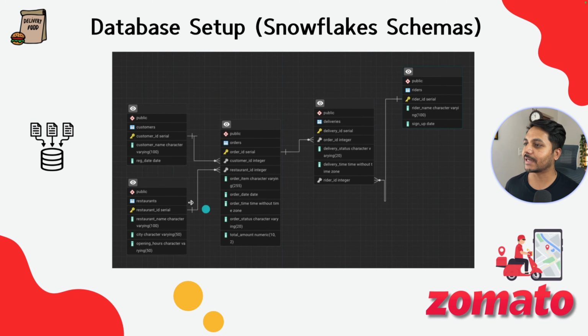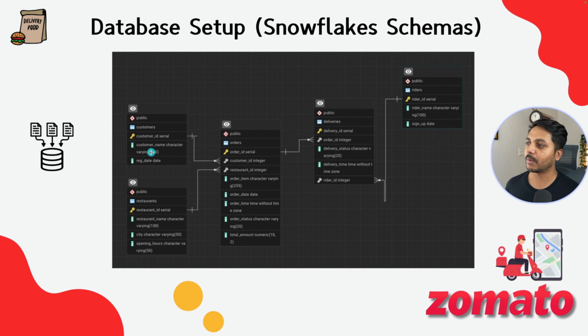So first you will start setting up this database. You can see we have multiple tables in this database, and the concept that we will follow is the snowflake schema. So you can see we have a customers table, a restaurant table, an orders table, a deliveries table, and a riders table.